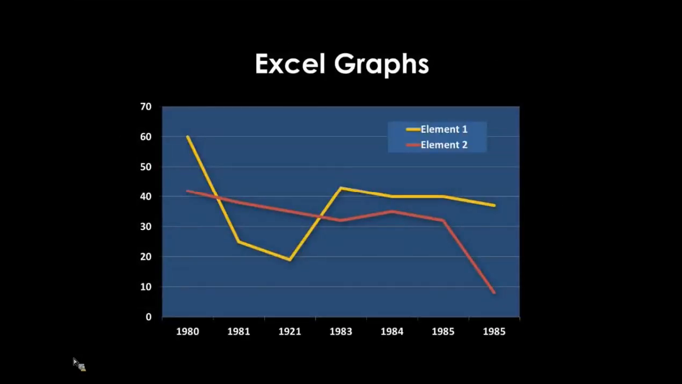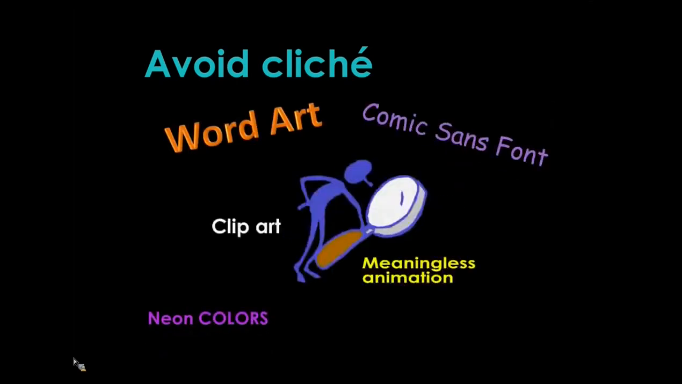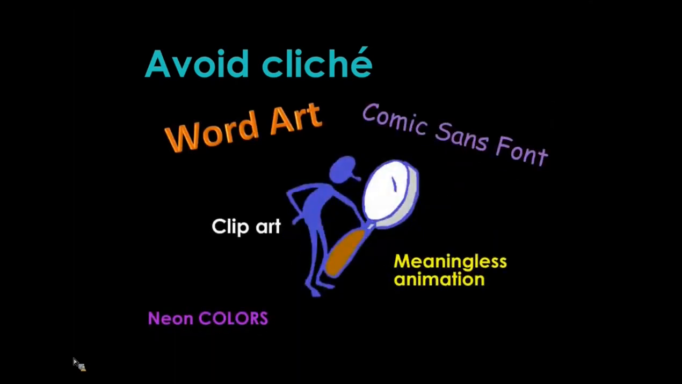You can easily import graphs from Excel into PowerPoint by copying and pasting. Just make sure to edit the design elements once in PowerPoint to be more legible for a presentation. Make fonts and line sizes large enough to be visible to the people in the back of the room. When adding images to your presentation, beware of cliché, using word art, Comic Sans font, clip art, silly animations, and neon colors. These can all detract from the professionalism of your presentation.